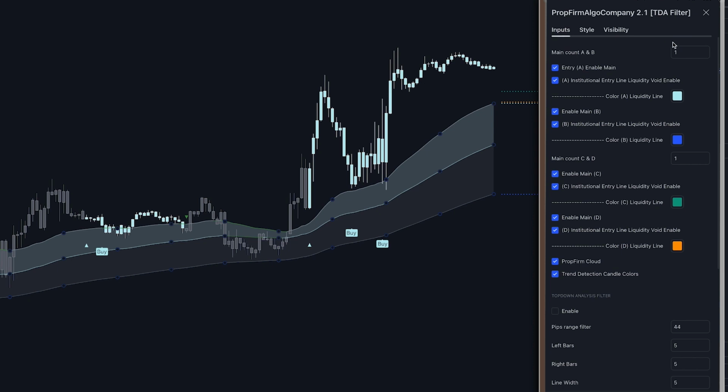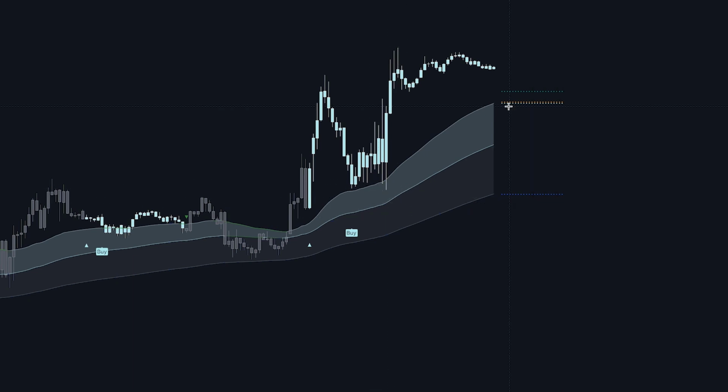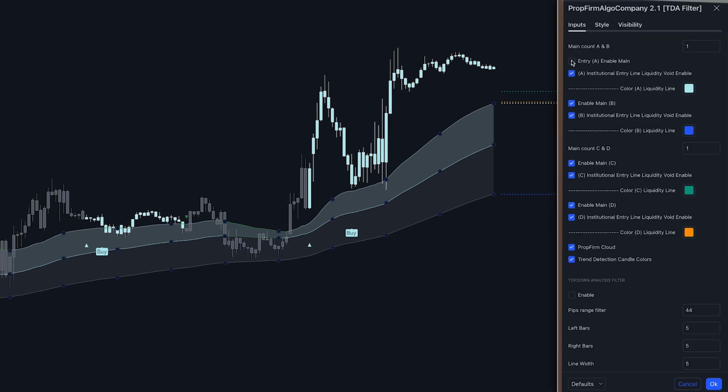Here in the PropFirm Algo 2.1, which is the latest version, we could turn off or on the signals for A institutional entries. So by turning off the A entries, you'll see that some signals disappear. That means whenever price touched the A institutional entry, we did not get a signal. Let's turn it back on, and you're going to see the A signal populated. Right below the A enable, we're going to see the A institutional entry line.